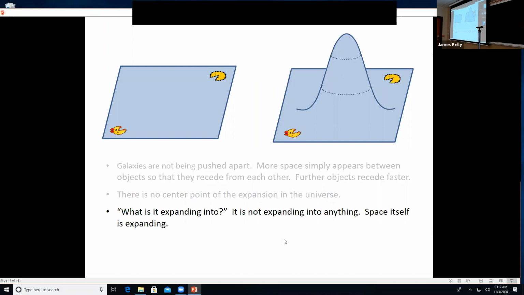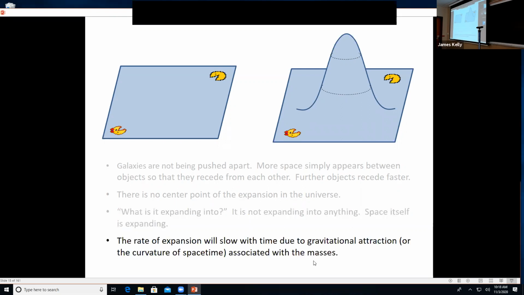So what's it expanding into? It's not expanding into anything. Space is expanding, but we shouldn't take this shape that we see too literally, because it could be a crumpled version of that sphere, and it could be becoming more crumpled as time goes on, but the inhabitants of the universe wouldn't know the difference, as we talked about a lot yesterday.